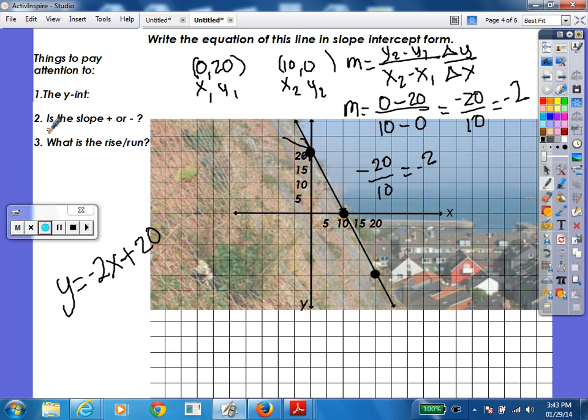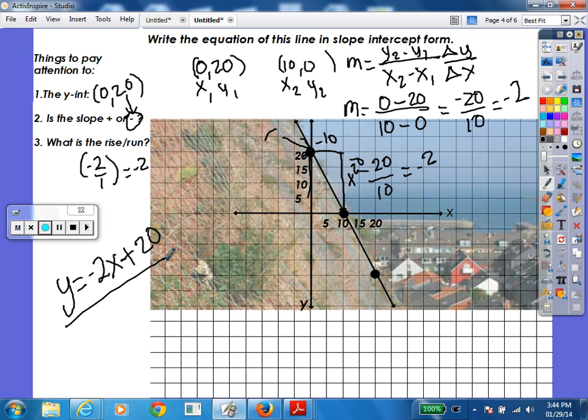So we have our slope. It's negative. Why? Because it's falling. It's down and right. Or if you go up and left, that's up 20 and left 10. Regardless of which direction you go, remember, if it falls from left to right, it's a negative slope. The y-intercept was (0, 20), and the rise over the run was negative 2 over 1, or just negative 2. So there's the equation of that line.